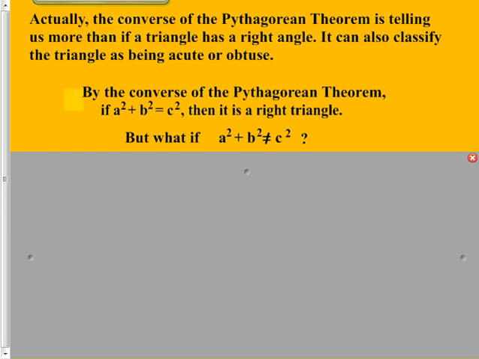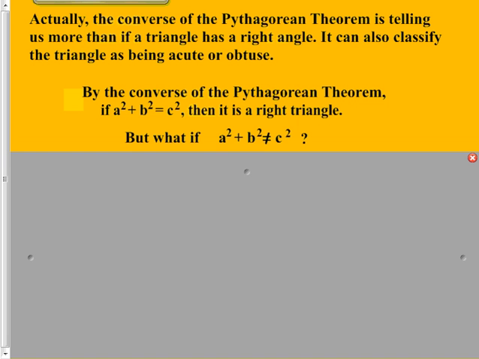Okay, now the information that's going on here is actually telling you something else. So the converse of the theorem is capable of announcing to us whether we have a right triangle or not. But if it announces that it is not a right triangle, then we can actually determine whether the triangle is acute or obtuse.